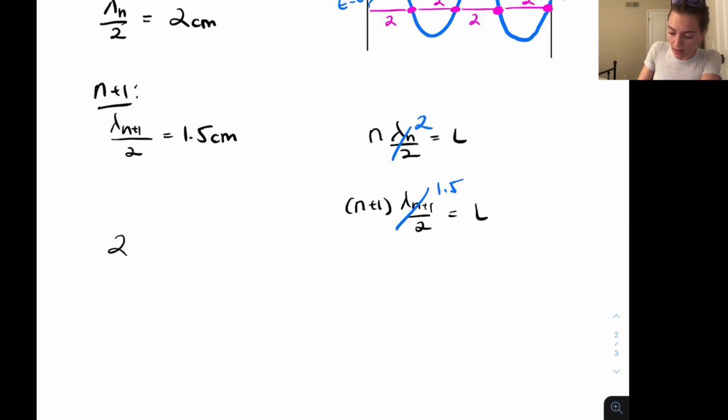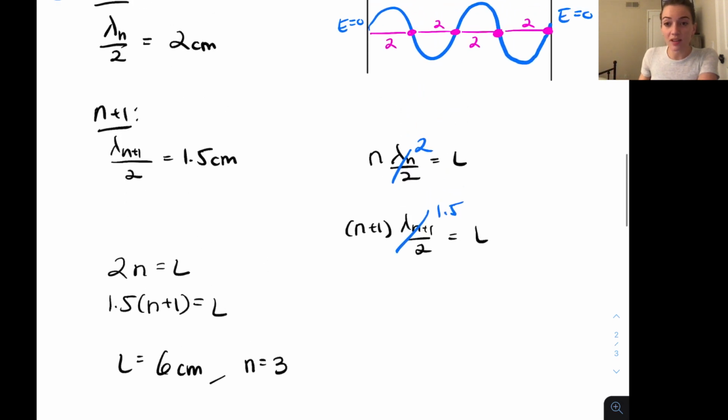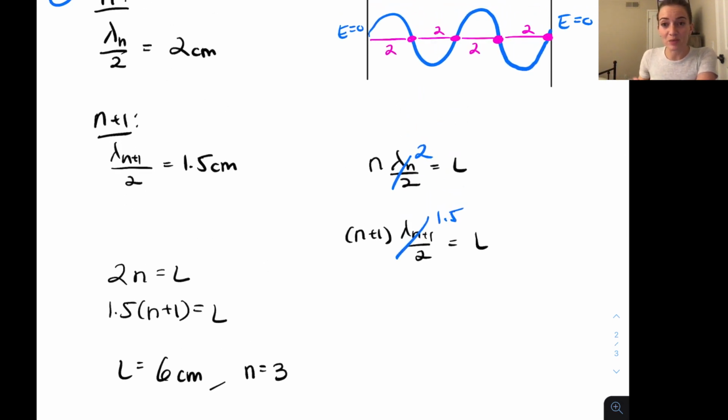So I have 2n is equal to L, and then 1.5 times n plus 1 is equal to L. And then all you have to do is just solve that system of equations for n and L, and you'll get that L is equal to 6 centimeters, and n is equal to 3, I think. Yeah, that's it. So there really wasn't that much work here. I know a lot of people thought that this was a lot more complicated than it really was, at least with the work portion of it.